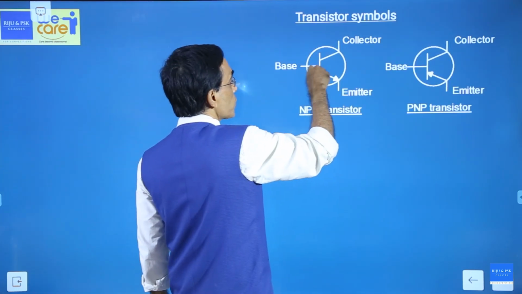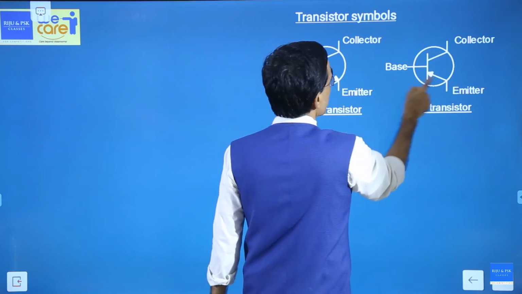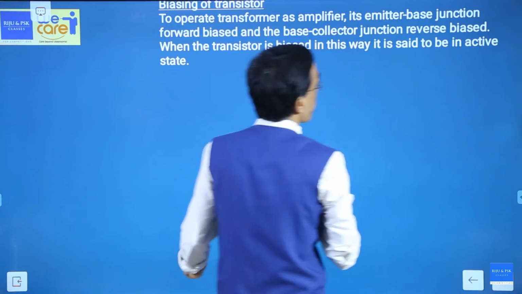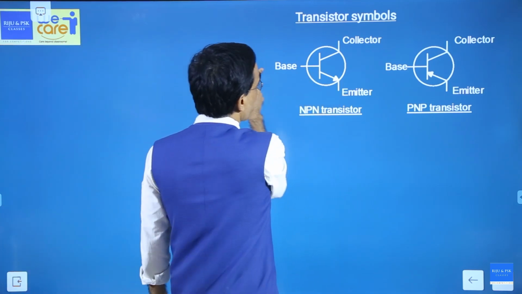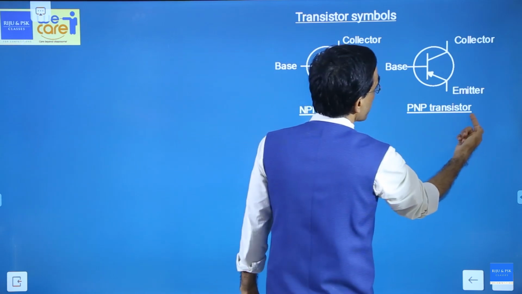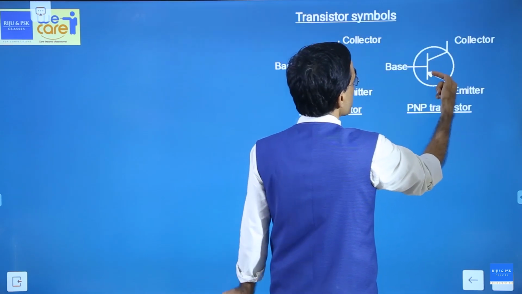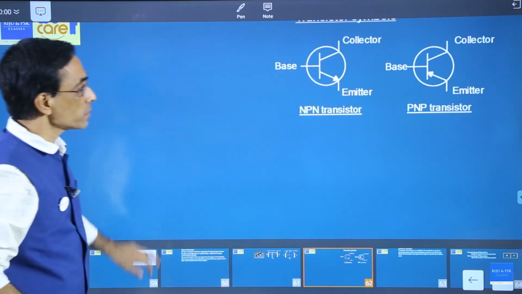In NPN, emitter current flows out of the device. In PNP, it will flow into the device. That's why these arrow marks. Here you can see emitter current is flowing out, base current will be into this device, collector current will be into the device. Here emitter current is going into the device, so base current must be out of the device, collector current also is out of the device.